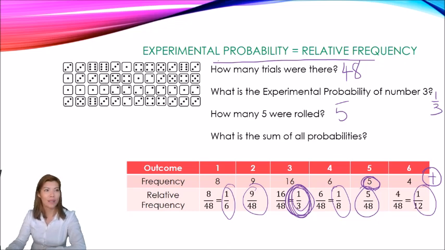Okay, that's it, you guys. So make sure that whenever the question asks for relative frequency or experimental probability, you know that it's asking for the frequency over the number of trials.